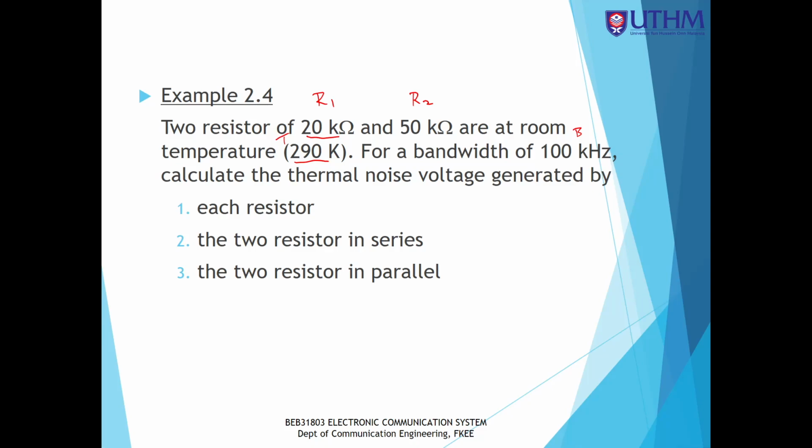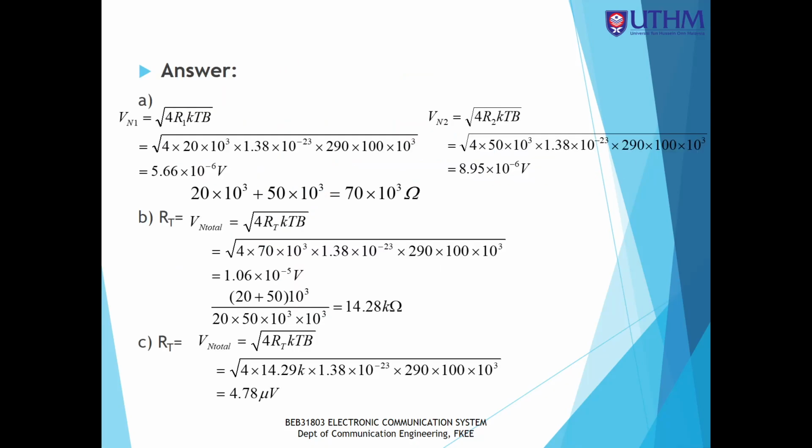So you have R1 and also R2. How much is the noise voltage for each of the resistors? That means we need to find one by one. Square root of 4RKTB for R1, square root of 4RKTB for R2. So here has the answer. Part A, we need to find the noise voltage for each of the resistors.